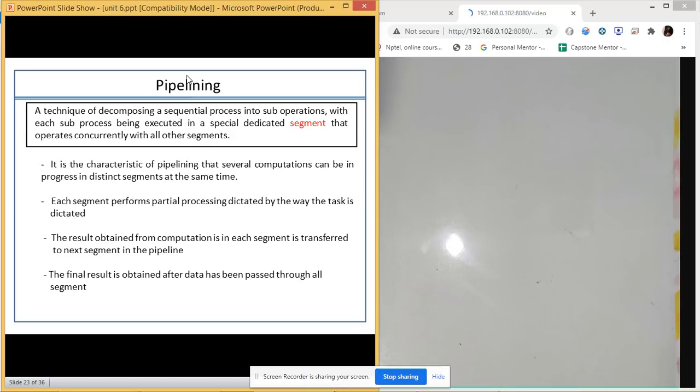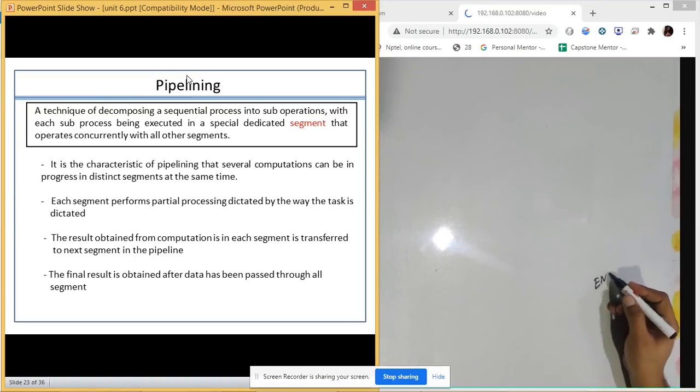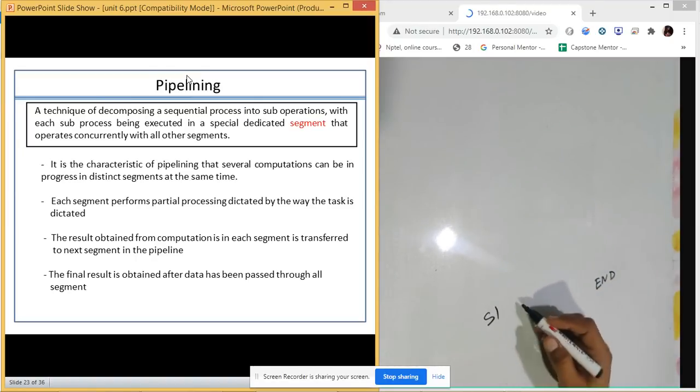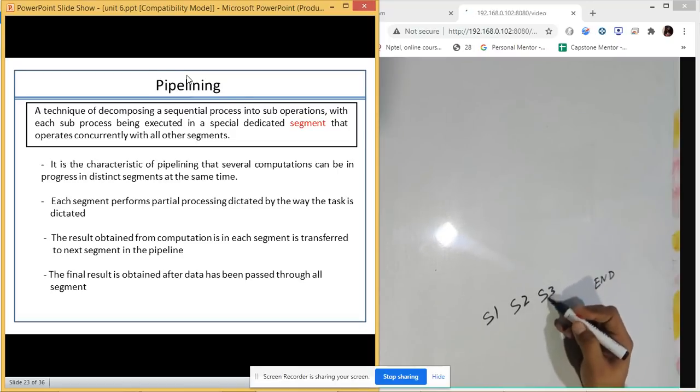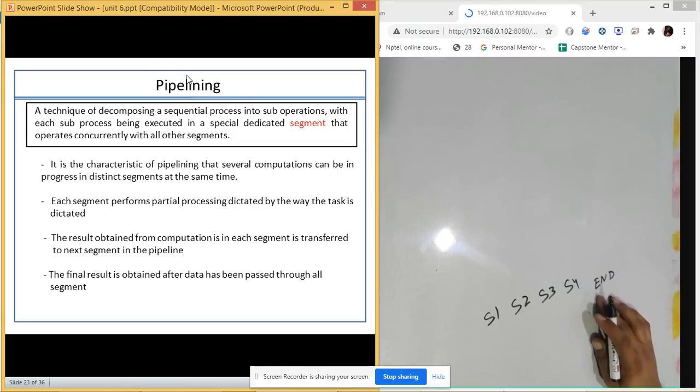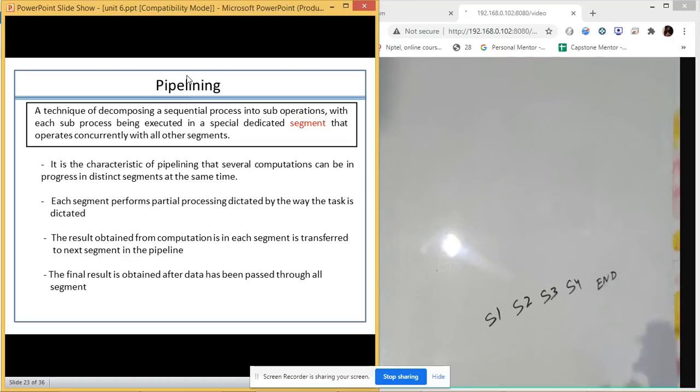We don't complete the whole task in a single stage, but we divide it into different segments. And once we get a result from one of the parts, we forward it to the next part. So that is what we do in the case of a pipeline. And the last result, which is the final result, we get at the end. Like this is segment 1, segment 2, segment 3, segment 4, and we will get the result at the end.